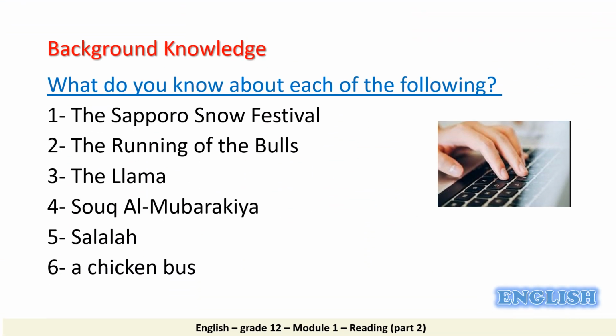Now it's time to have some fun and enrich our knowledge. We've got a number of places and things in here. What do you know about each of these? The Sapporo Snow Festival, the Running of the Bulls, the Llama, Souq Al-Mubarakiya, Salalah, and a chicken bus.